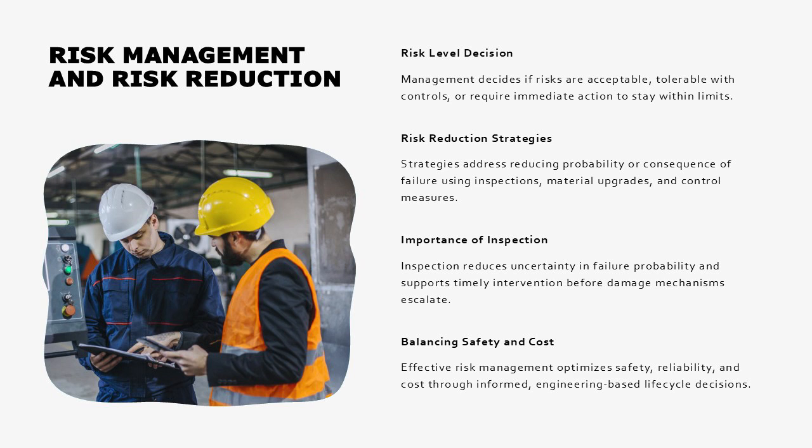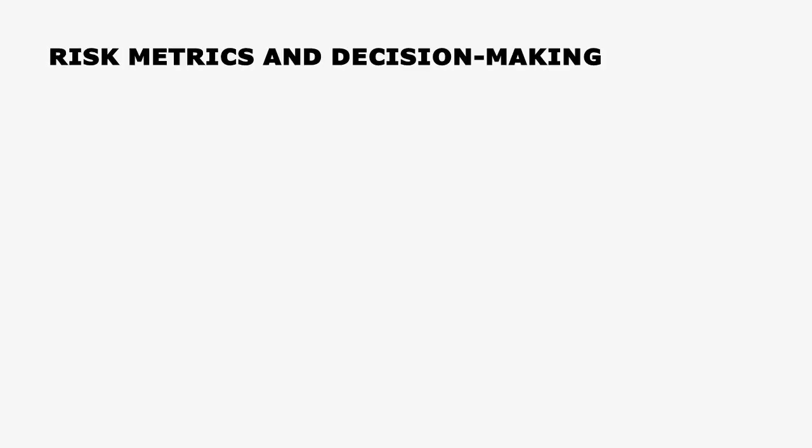Inspection is a key risk reduction tool because it improves knowledge of equipment condition and reduces uncertainty in POF estimates. API RP 580 emphasizes that inspection alone does not eliminate damage mechanisms but supports timely intervention before failure occurs. Effective risk management balances safety, reliability, and cost considerations, using RBI results to make informed, engineering-based decisions that optimize lifecycle performance.